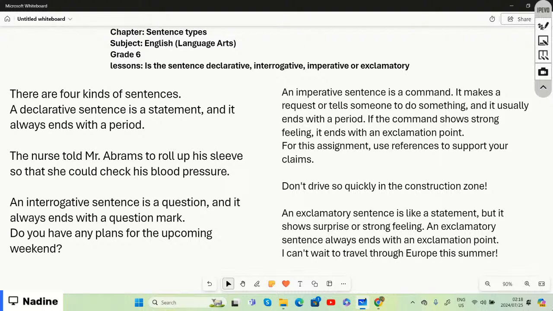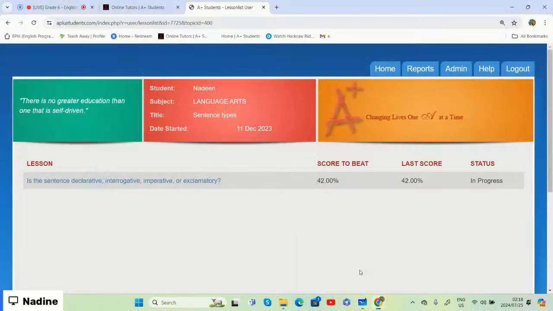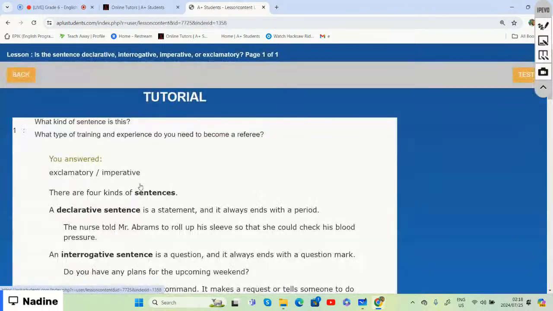So now we're going to aplusstudents.ca where we are going to continue with our sentence types, do a few activities, and then go to our test. We are going to decide whether the sentence is declarative, interrogative, imperative, or exclamatory.